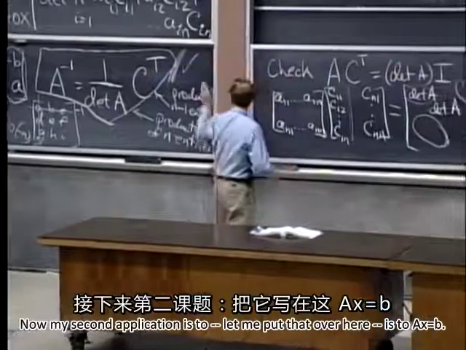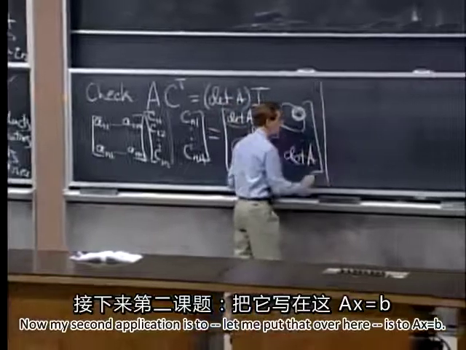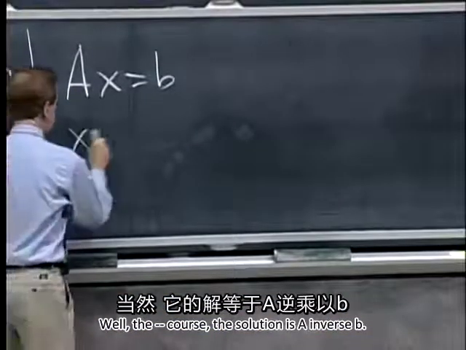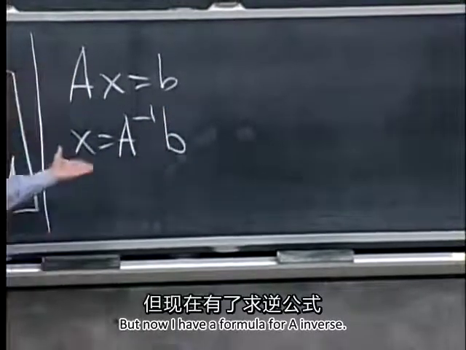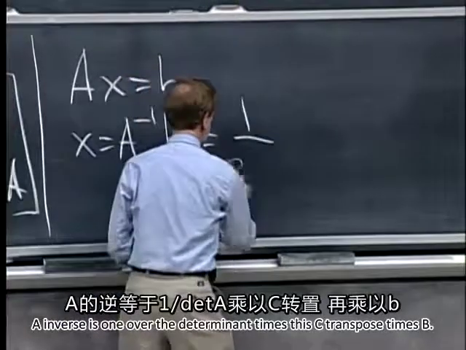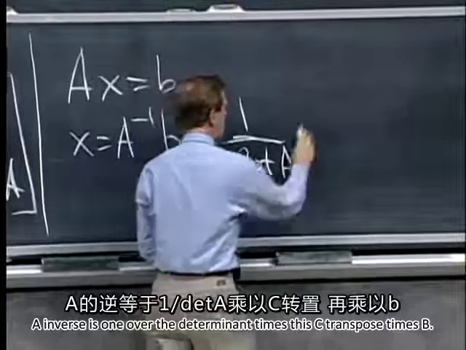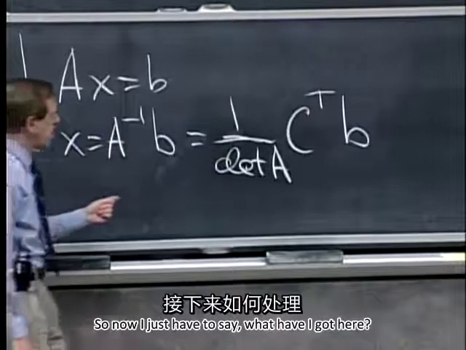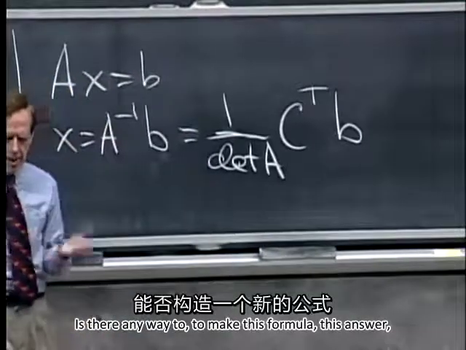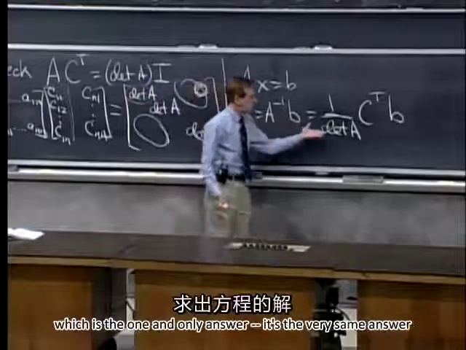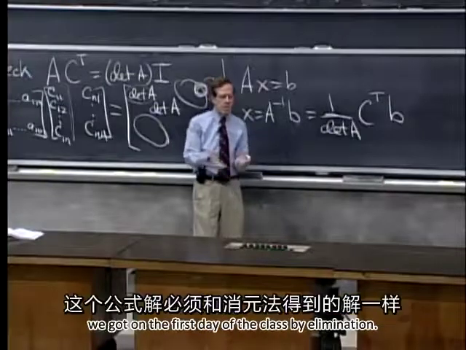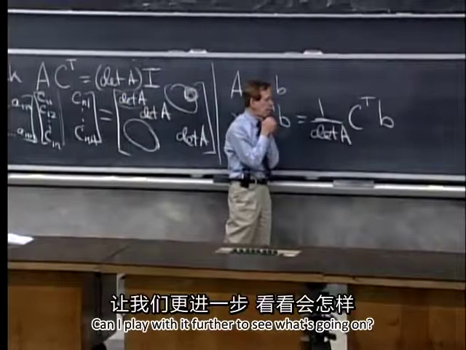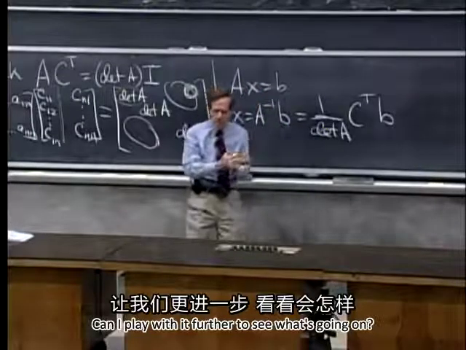Now, my second application is to AX equal B. Of course, the solution is A inverse B. But now I have a formula for A inverse. A inverse is 1 over the determinant times this C transpose times B. I now know what A inverse is. Is there any way to make use of this formula, this answer, which is the one and only answer? It's the very same answer we got on the first day of the class by elimination. Now I've got a formula for the answer. Can I play with it further to see what's going on?